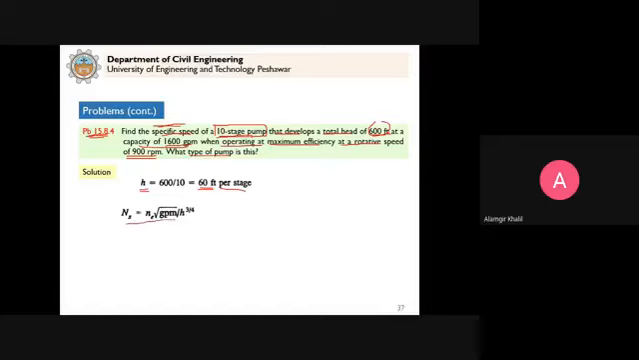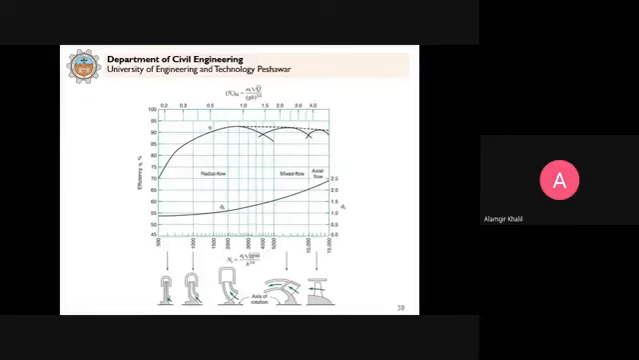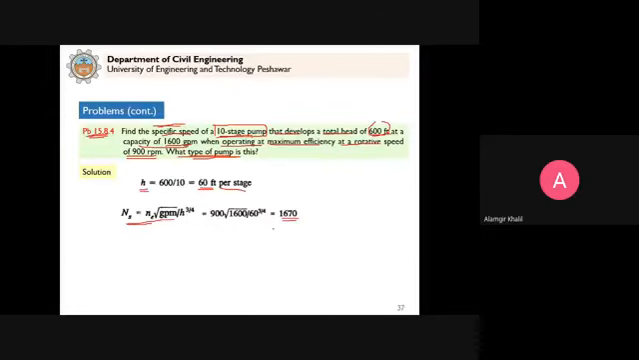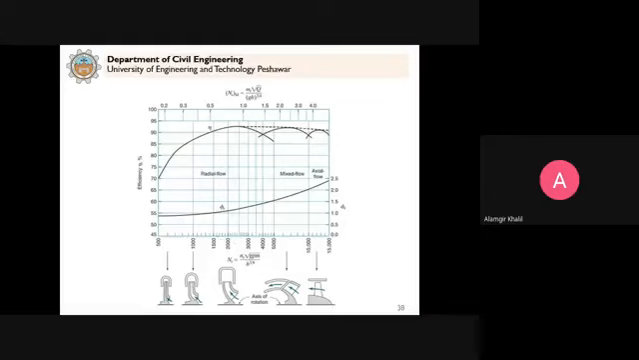This is the equation. All the data is given. You can put it in, and from here the specific speed is 1670. So what type of pump is this? What is the type of pump for this specific speed? So you can see here, that's the value, 1670. So 1670 is somewhere here. So 1670, you go up.